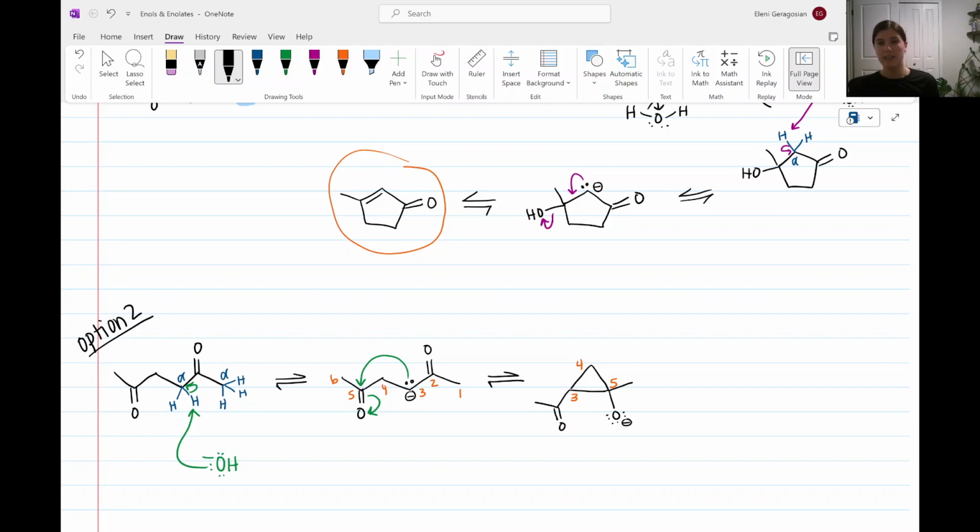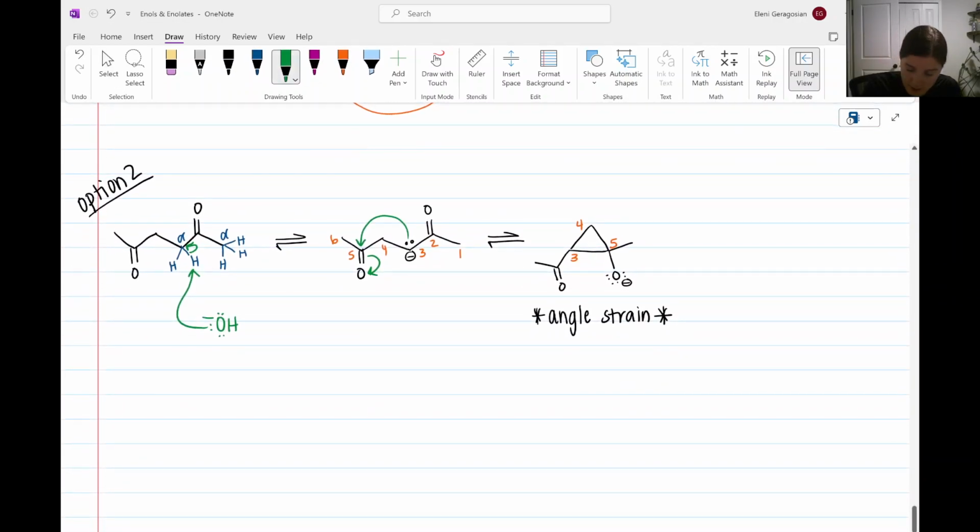Already we can see, I won't even continue the mechanism here. You can continue doing the same steps that we've done before. But already we can see that we've produced a 3-membered ring. Remember, we have angle strain. When we have a 3-membered ring, the bond angles are really small. So if we draw bond angles in here, the 60-degree bond angle.